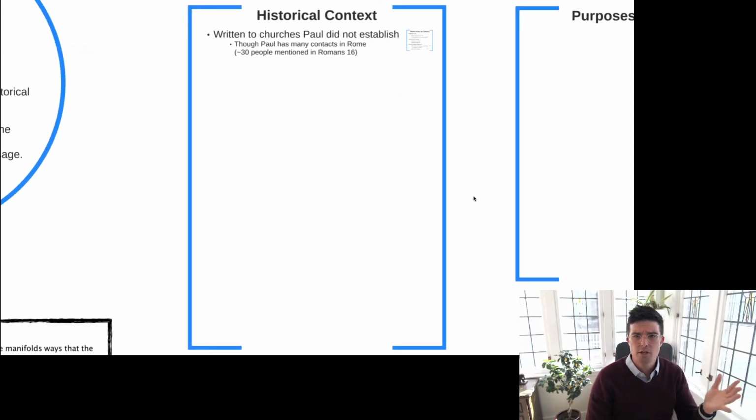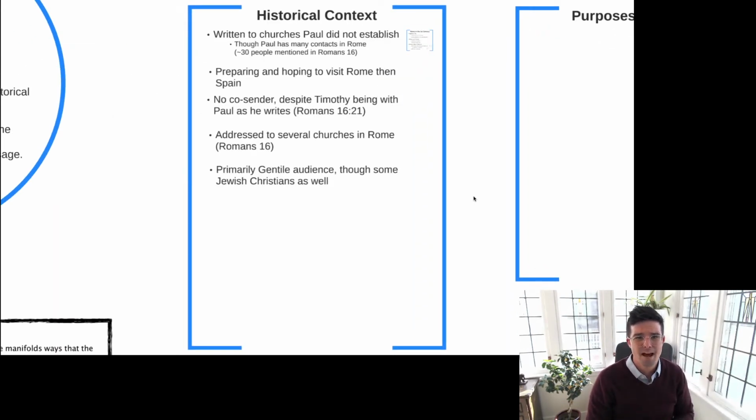So Paul's writing to churches in Rome that he did not found. We've got a couple more bullet points here with respect to what's going on with Paul as he writes this letter. First, he tells the Romans that he is preparing a visit on to Spain. He's going to stop in Rome, visit the churches there, visit the people there, and then go on to Spain. Another important fact is that there's no co-sender listed at the beginning of Romans. If you remember back to Philemon, Timothy was mentioned as one of Paul's co-writers of the letter. This is not the case in Romans, despite the fact that Timothy is with Paul at the time.